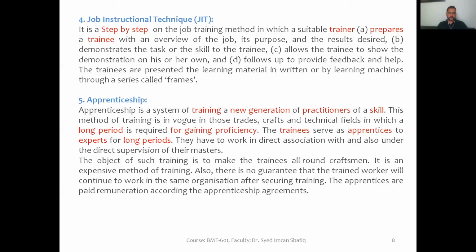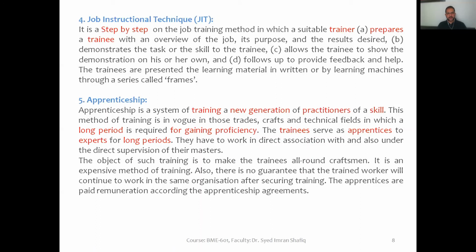The trainees are presented the learning material in written form or by learning machines through a series called frames. So it is basically a step by step method. Every method is written and documented, it's given to the trainer, and in this way a new trainer is trained.